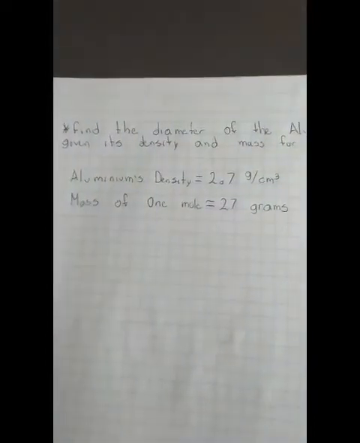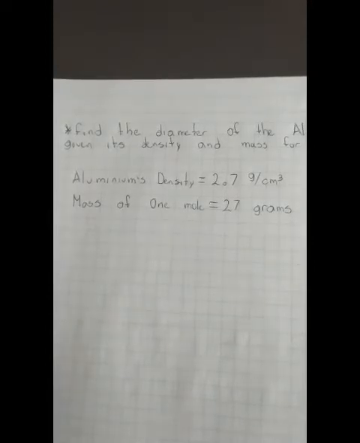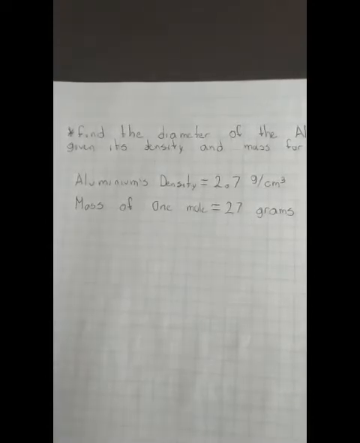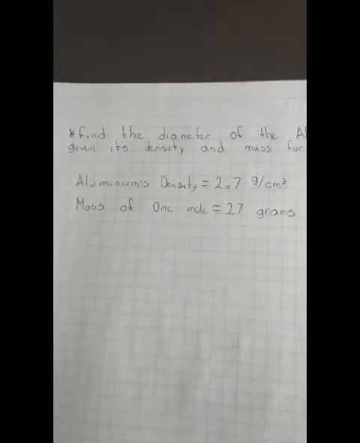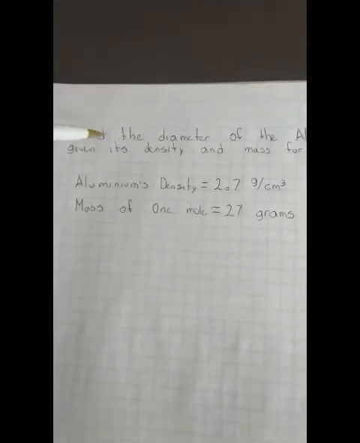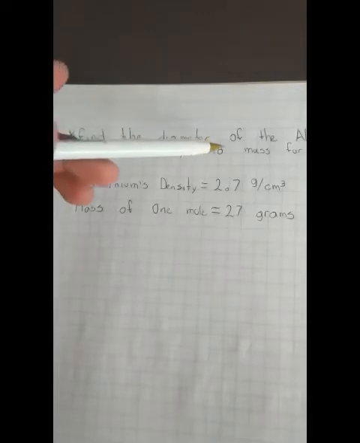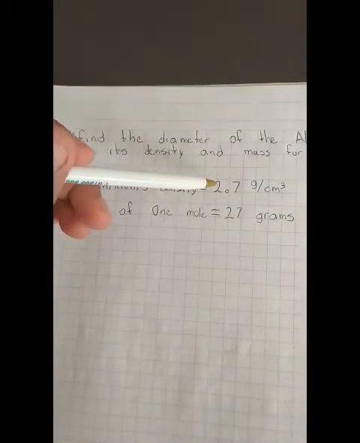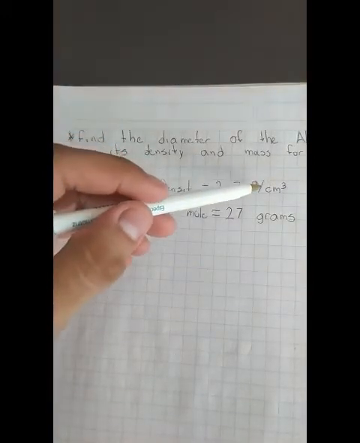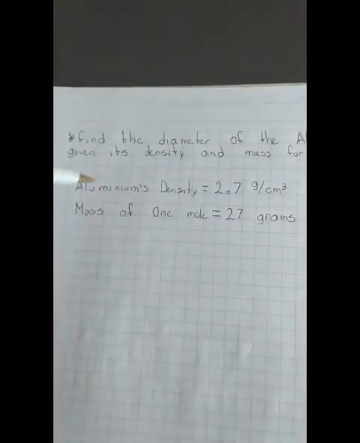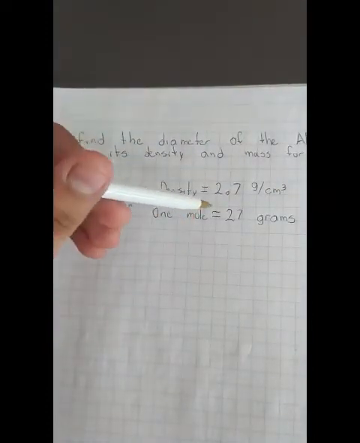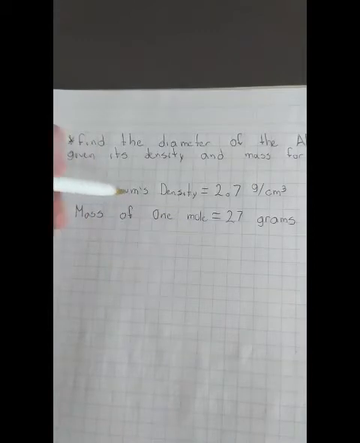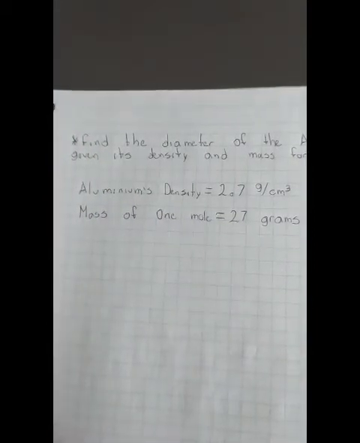And now for the third topic, that is to find a way to measure the atom's diameter. We have the next exercise that says find the diameter of the aluminum given its density and mass for 1 mole. That is right here. Aluminum's density is equal to 2.7 grams per cubic centimeter, and the mass for 1 mole is equal to 27 grams. This 1 mole is 1 mole of aluminum, obviously.